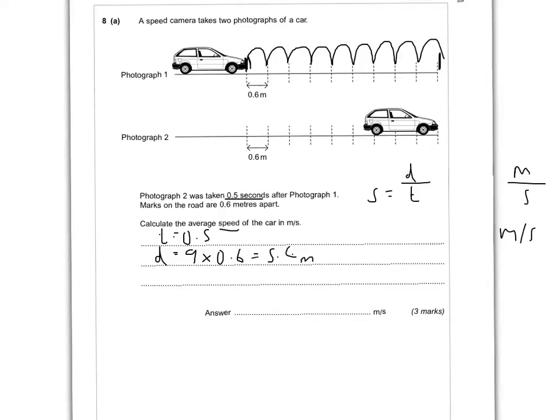So very important that I keep the units in both of these. So it travels 5.4 meters in 0.5 seconds. So I'll calculate speed as being distance, which is 5.4 meters over 0.5 seconds. And that's going to end up giving me an answer of 10.8. Yeah, 10.8 meters per second.